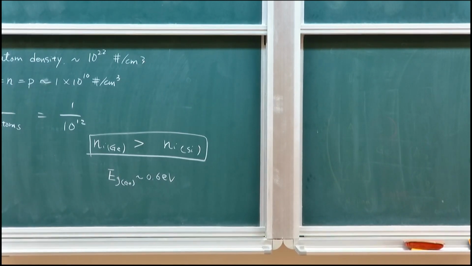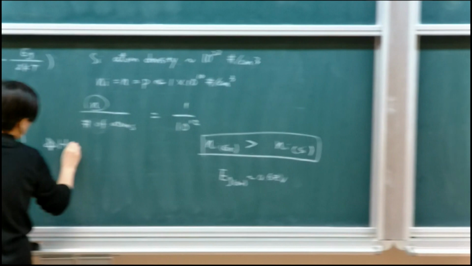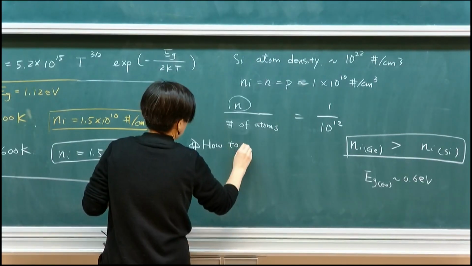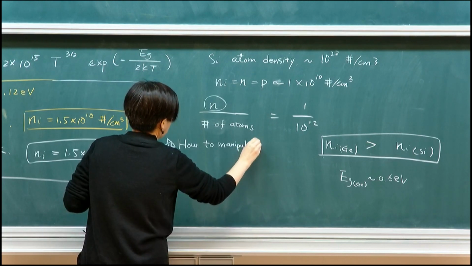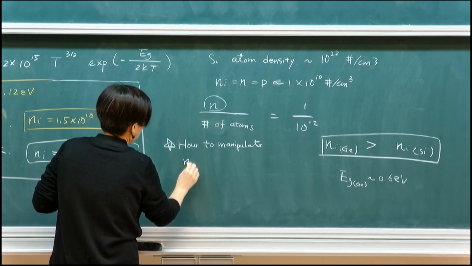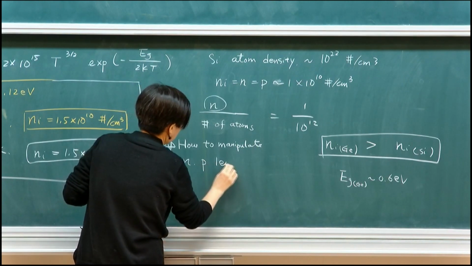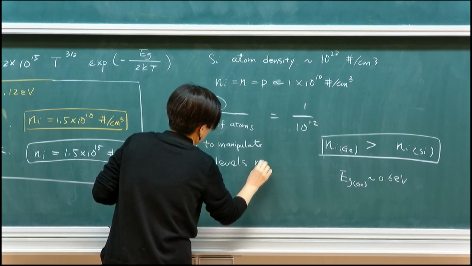So how do you control it better, or change the number of carriers? The question is, how to manipulate the n and p levels more freely?